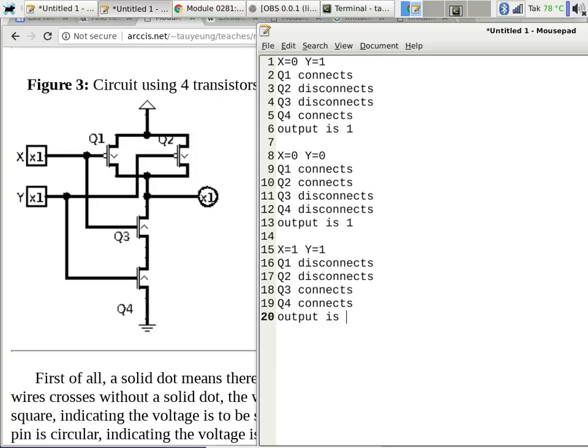How do we represent 0 volt? Or what is 0 volt representing? 0 or 1? It's representing 0. Okay, so it's a 0. Like so. We only got one more possible input, which is x equals 1, y equals 0.